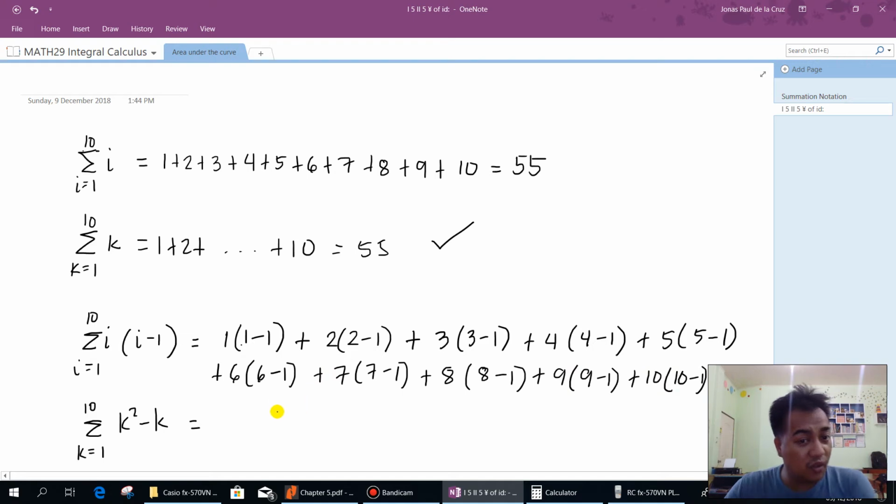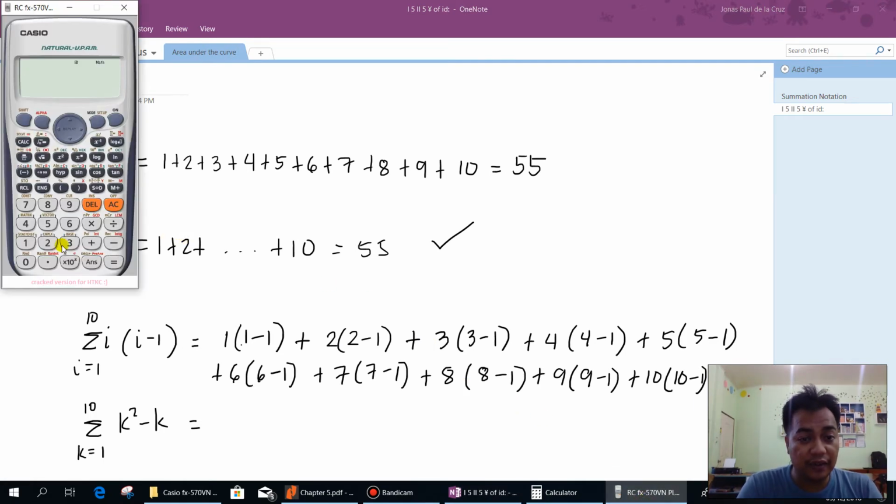So basically, this is 1 times 0, 2 times 1, 3 times 2, plus 4 times 3. Okay, so calculator natin. So the first one is 0. 0 plus 2 times 1 is 2 plus 3 times 2 is 6 plus 4 times 3 is 12. And then plus 5 times 4 is 20.